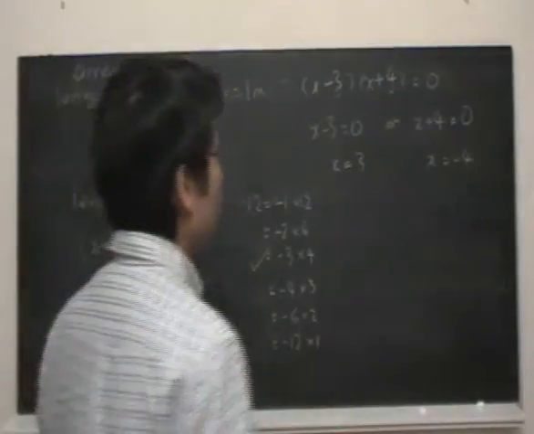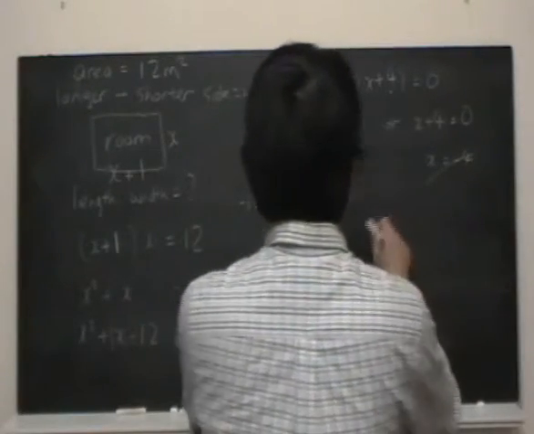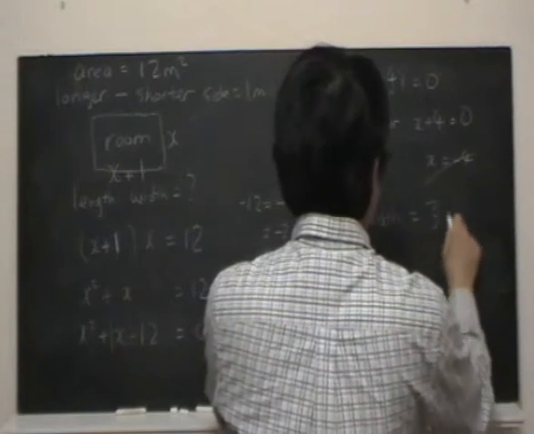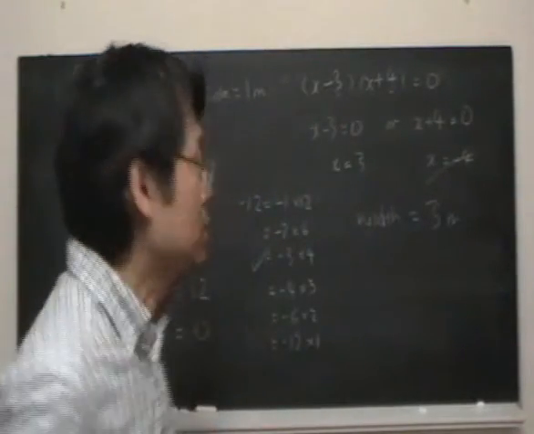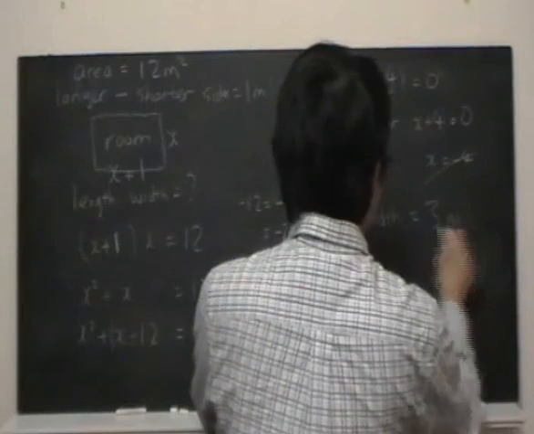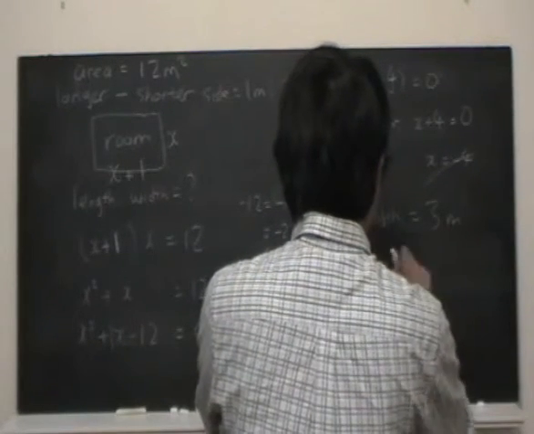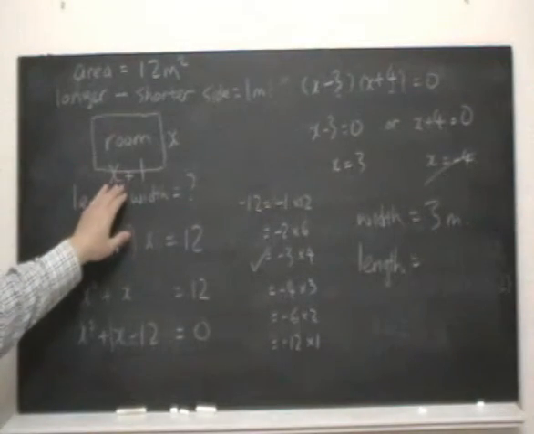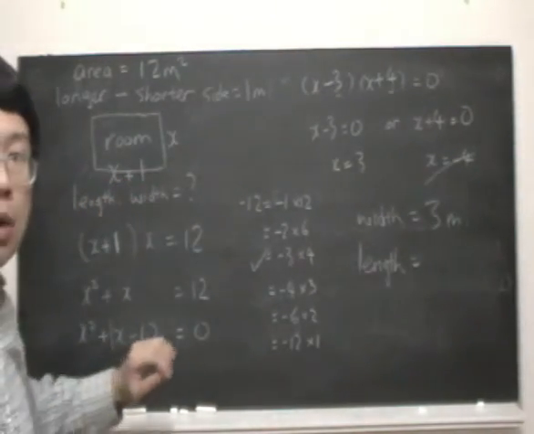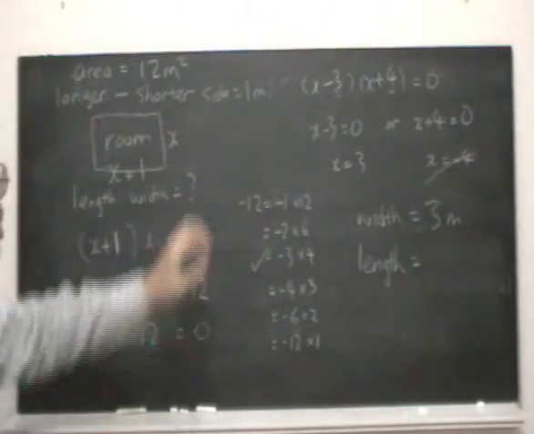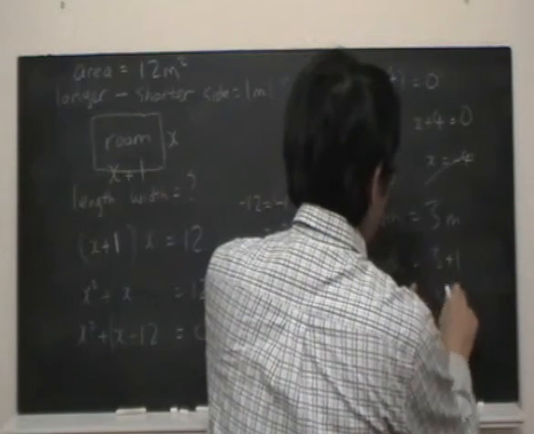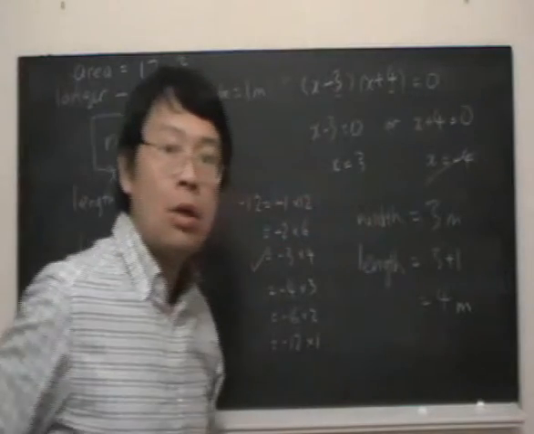So therefore, we reject this and say that the width is 3 meters. Therefore, the length, we know that the length is x plus 1, longer than the width by 1 meter. So the length is just 3 plus 1, which is 4 meters.